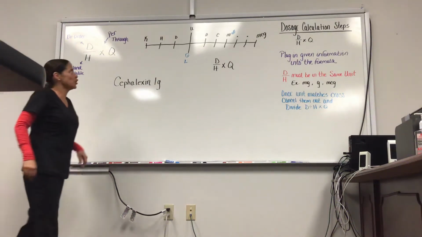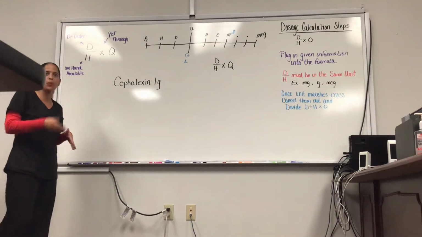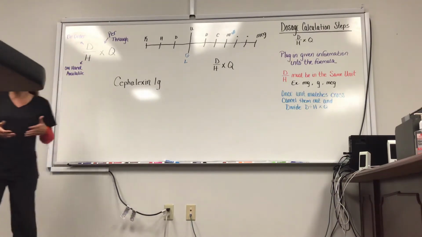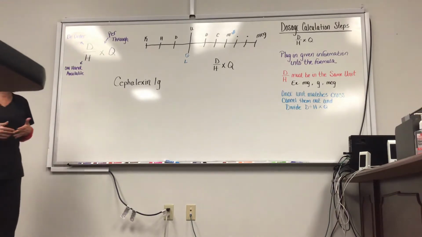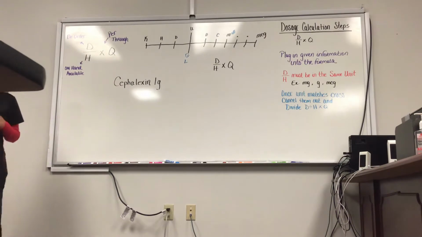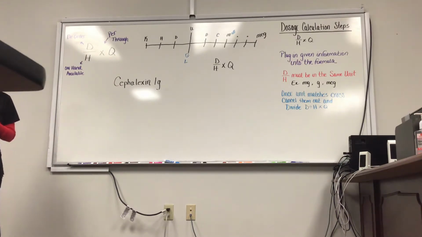Okay, so we just learned about King Henry and how to do our conversions within the metric system. Now let's put it into action. So we have an example of cephalexin, 1 gram, and that's what our doctor is ordering, okay? That's what the doctor wants.